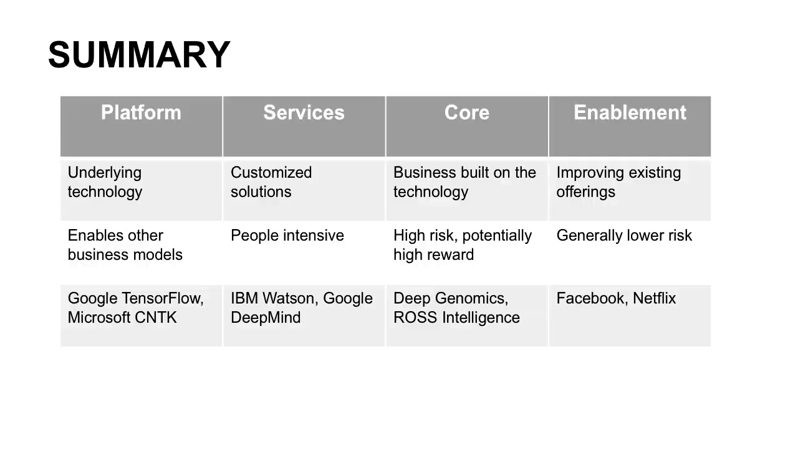So, in summary, we've got these four types of business models: platform, services, core, and enablement. Different kinds of capabilities, different risk-reward profiles, and a couple of examples there at the bottom. More than likely, you're hovering in the core and enablement space. And so more of the examples and applications will be targeted toward that as we explore, but we'll also touch on some of the platform and service business model efforts as well.